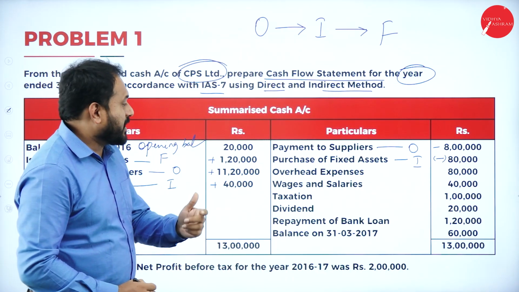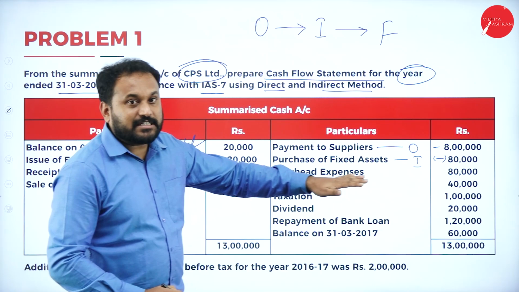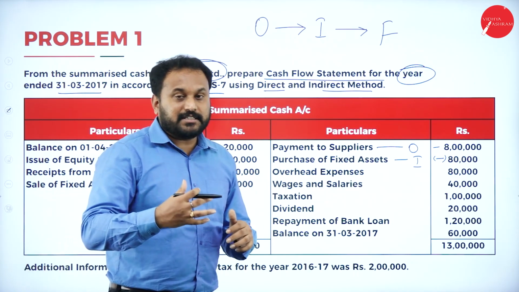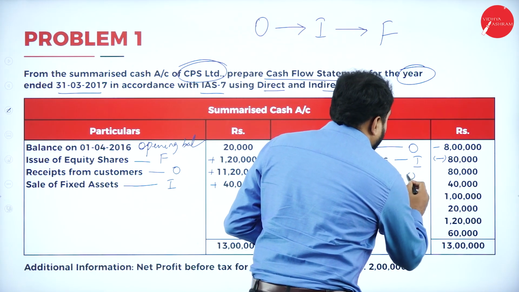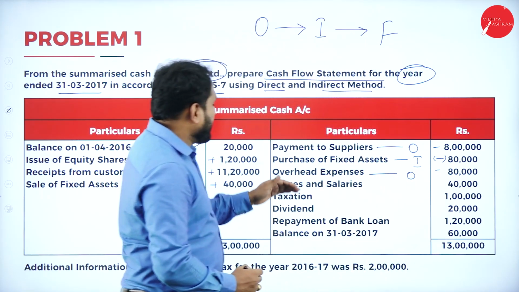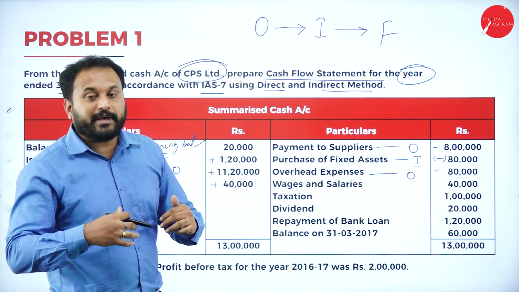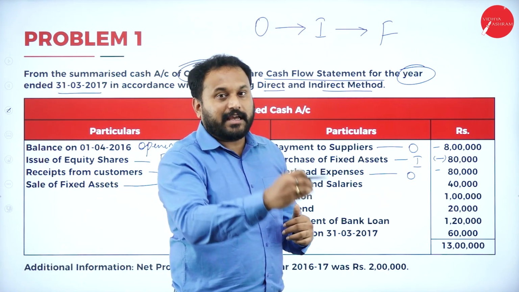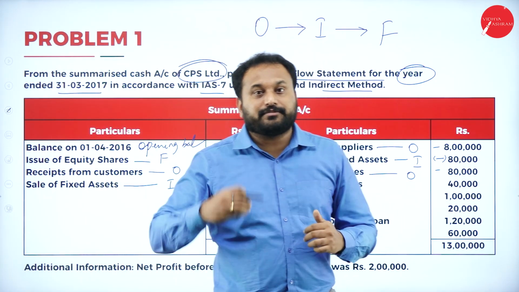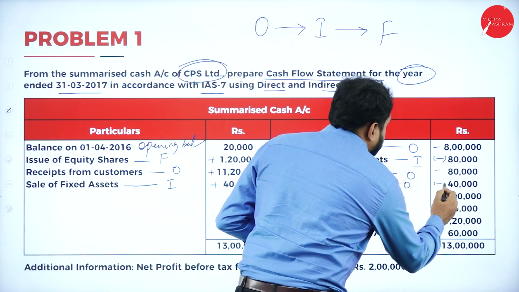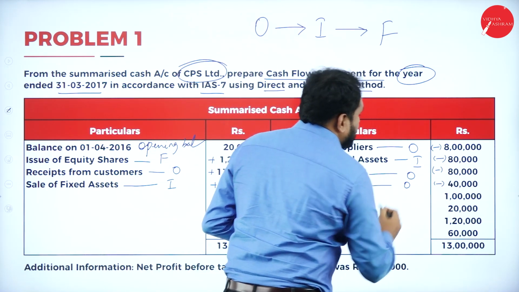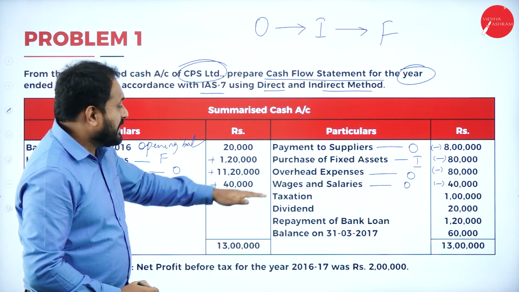Overhead expenses: now it is operating and it is actually from us. So operating, now subtract it. Wages and salary: I need to pay wages and salary to my laborers and employees. That means money goes from my pocket. So again, it is operating and it is minus. You need to subtract this.